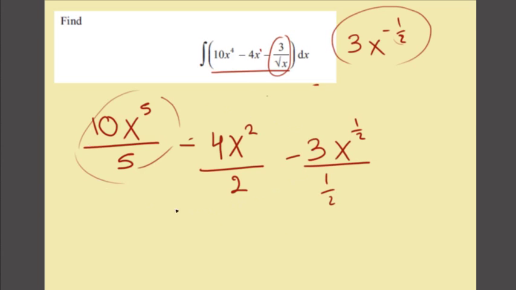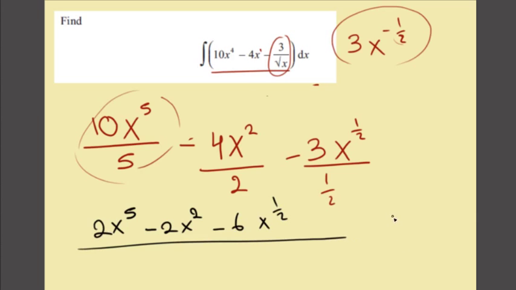Now making this look a bit neater, to get us our final answer, that would be 10 divided by 5, that's 2x to the power of 5, minus 4 over 2, that's 2x to the power of 2, or squared. And then we do negative 3x to the power of a half over a half, which is negative 6x to the power of a half. And that's it. That is you integrating this function right here.